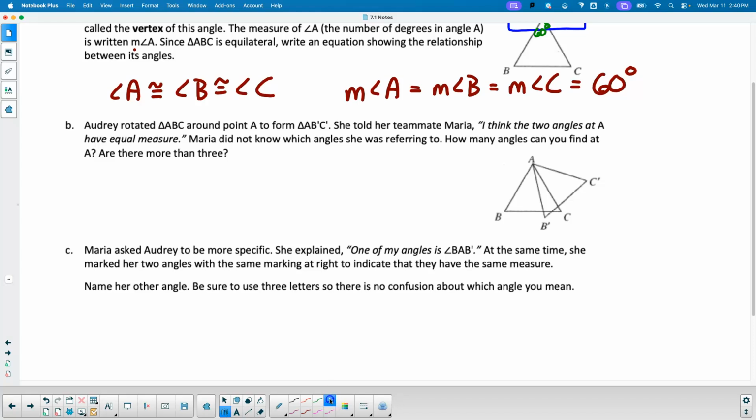So the 2 angles that are equal are this blue one and this green one. Those are the 2 angles that are equal, and I have to go to the 3-letter name for it. The blue angle is angle BAC. The green angle is angle B prime AC prime.